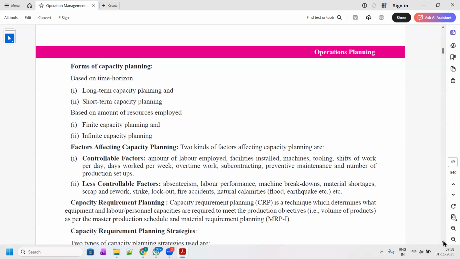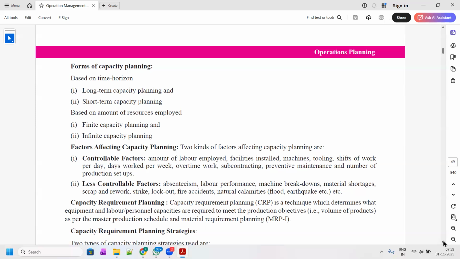and that can involve overtime, hiring, or subcontracting. Long term capacity planning involves several years of decisions, and there we talk about more fixed cost and less variable cost. But in short term capacity planning, we talk more of variable cost and less of fixed cost.